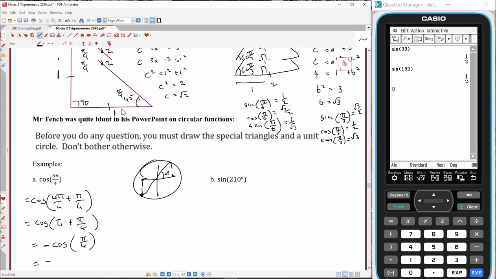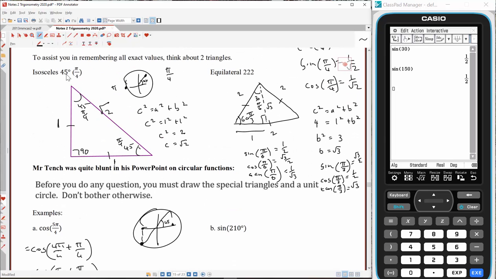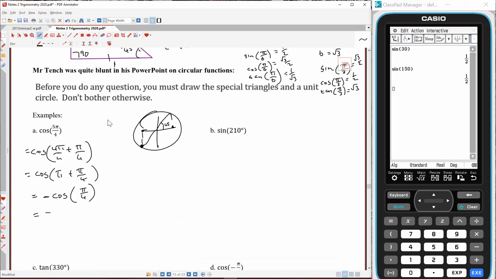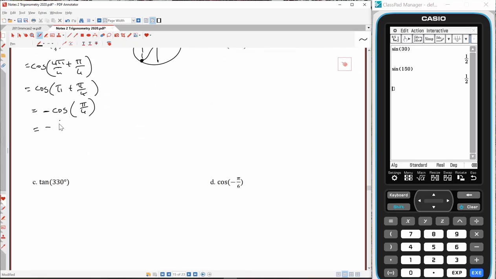Right, so what is the cosine of pi on 4? This is the triangle I use, pi on 4, and we're going to use cosine, or 45 here. I can do whichever one I want. Cosine is adjacent over hypotenuse, so it's 1 on root 2, so negative 1 on root 2. Let's try that on our calculators.